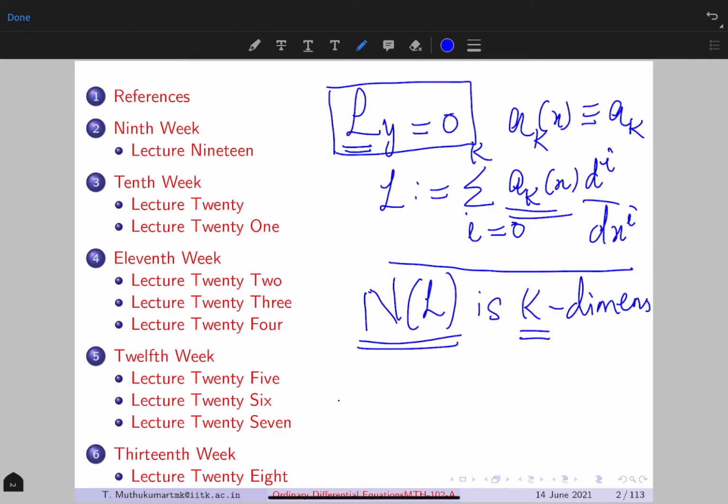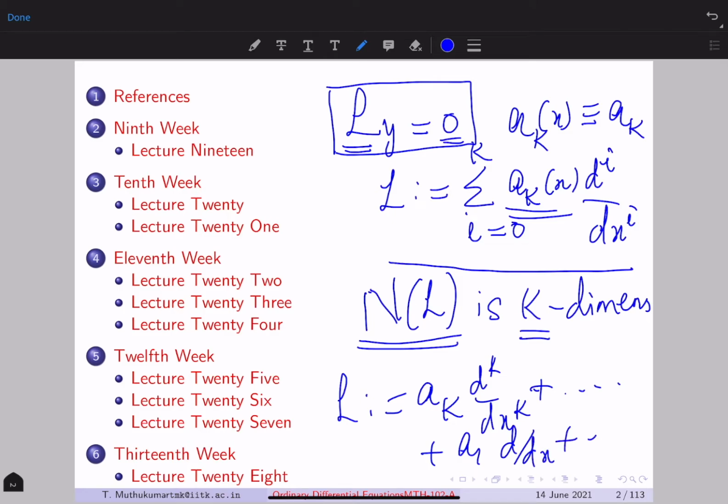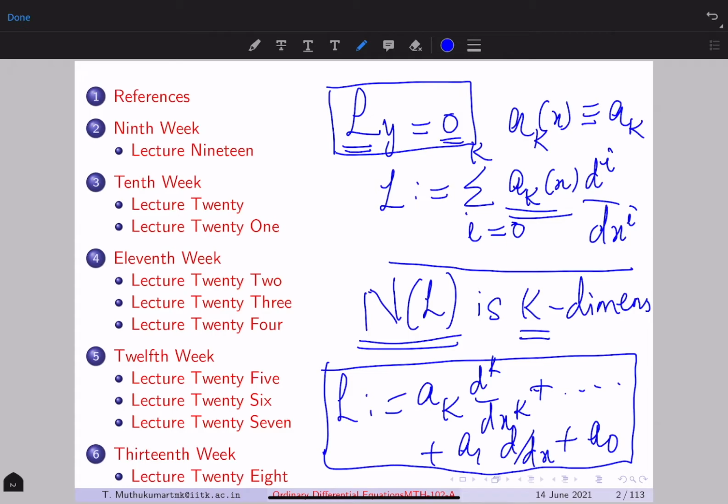So we are going to look at linear homogeneous equations, homogeneous because the right side is 0, of constant coefficients. So you have ak d^k/dx^k, and so on up to a1 d/dx plus a0. We are going to look at how to find solutions for this type of linear homogeneous constant coefficient differential equations.